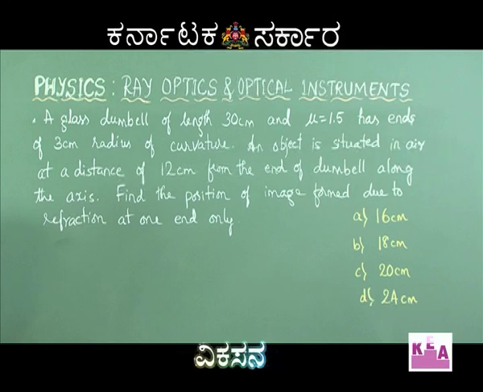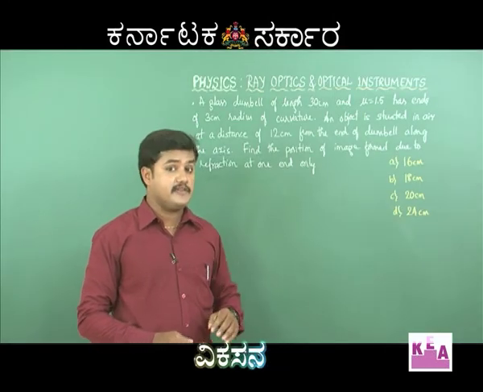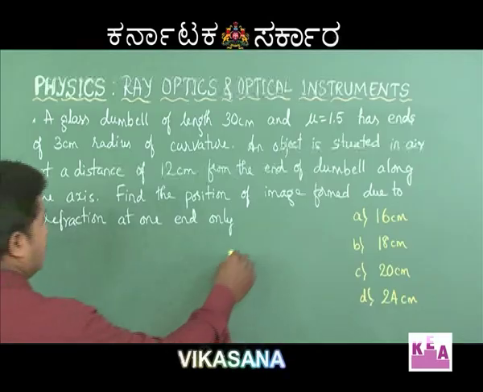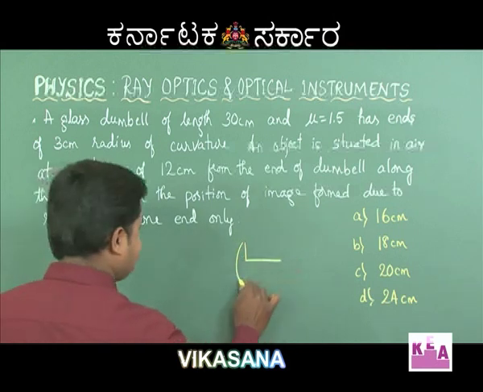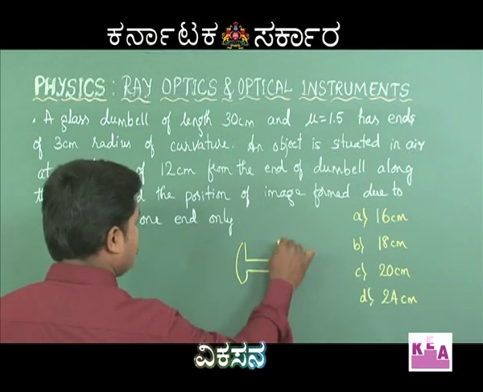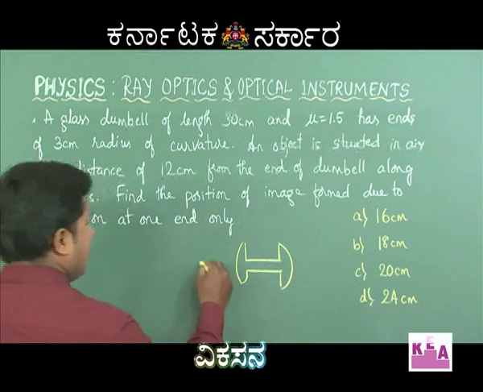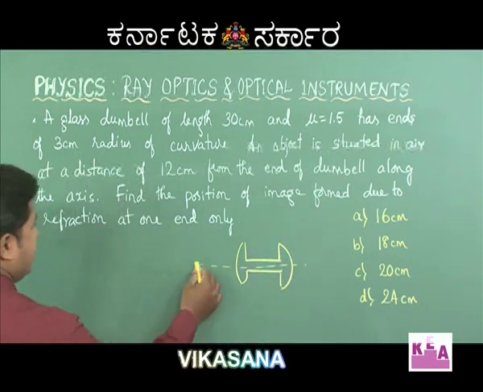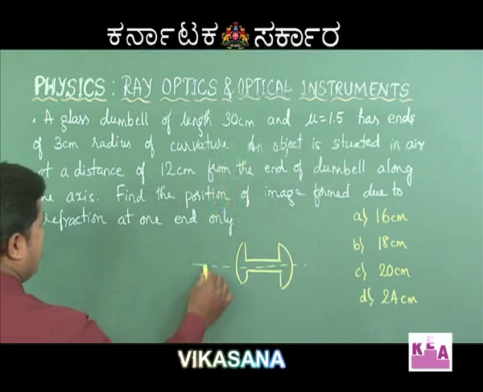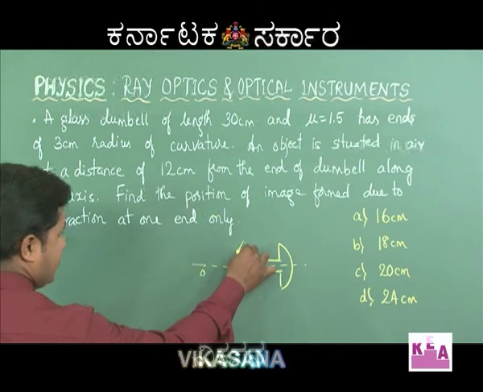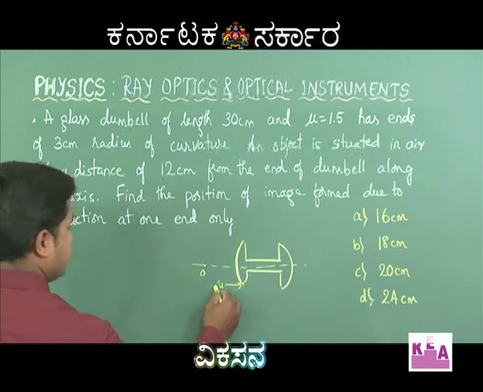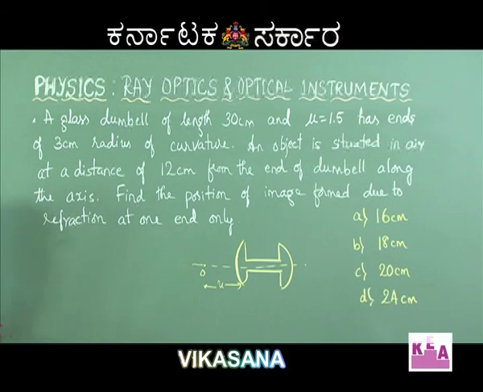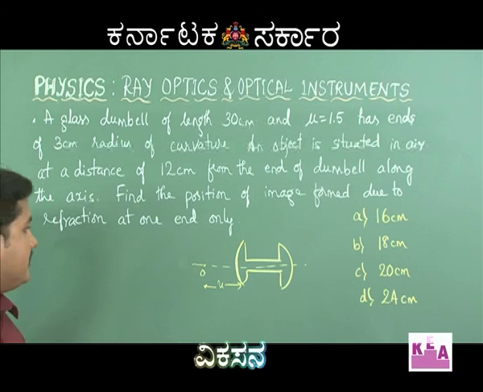Dear students, this is based on refraction through spherical surface. Let me write the dumbbell shaped glass object first. It will be like this. Along the axis, place an object at a distance of say some 12 centimeter from one surface. This is that surface which we are considering, and this distance is object distance. It is given to be 12 centimeter, and due to refraction at this surface, you are supposed to find out the position of the image.